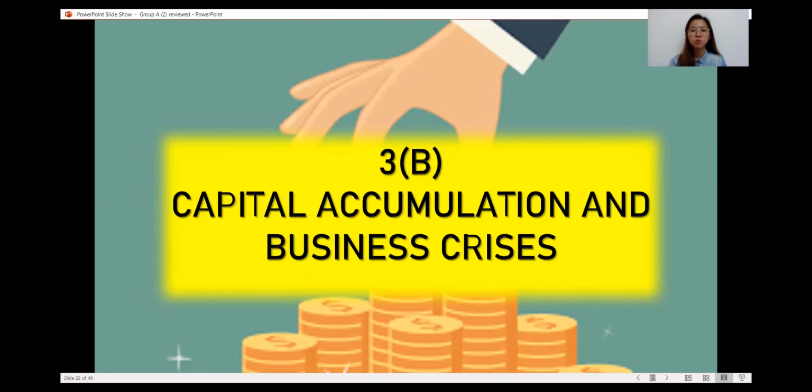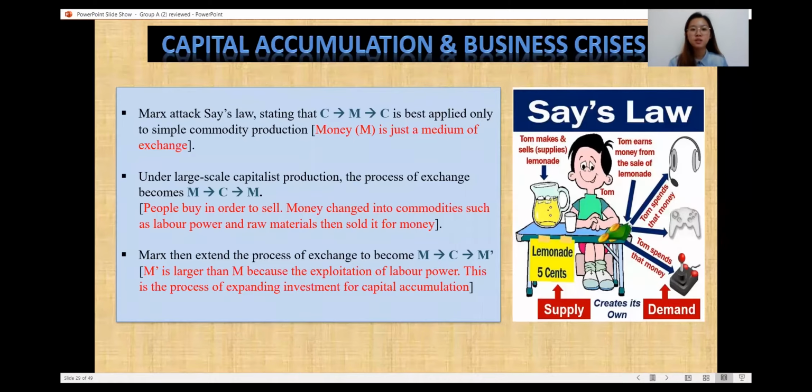Today, I would like to present capital accumulation and business crisis. Marx attacked Say's law, stating that C to M to C is best applied only to simple commodity production. Under large-scale capitalist production, the process of action becomes M to C to M, where people buy in order to sell instead of selling in order to buy. Marx extends the process of action to become M to C to M'. M' is larger than M because of the exploitation of labor power.